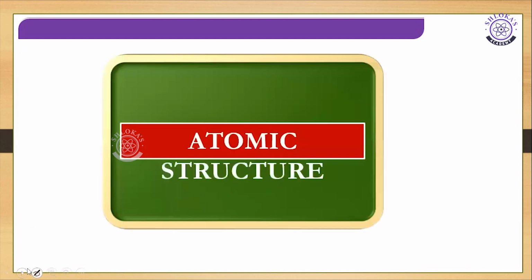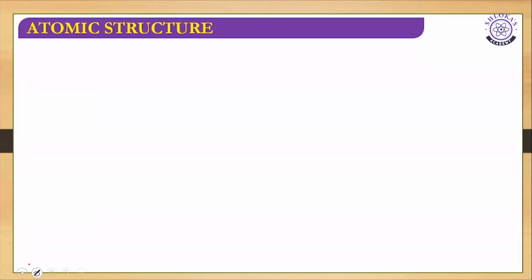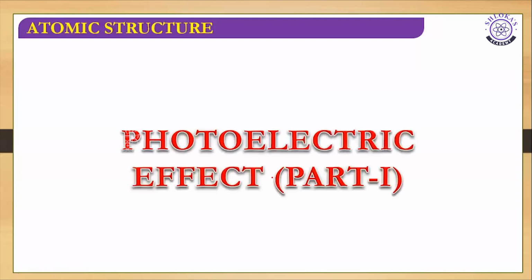In the last session, we discussed the particle nature of electromagnetic radiations. In this session, we are going to discuss one important property of electromagnetic radiations which supports the particle nature of electromagnetic radiation. That is nothing but the photoelectric effect, and this is also a part of atomic structure. In this atomic structure, we are going to discuss photoelectric effect part 1.